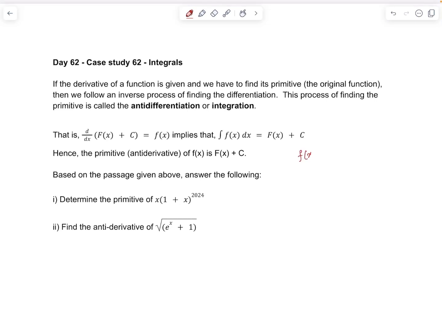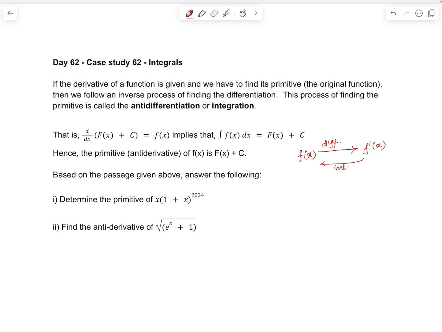Suppose we have a function f of x. If we differentiate this, we get f dash of x. If f dash of x is integrated, we get f of x. This is what this passage is saying.